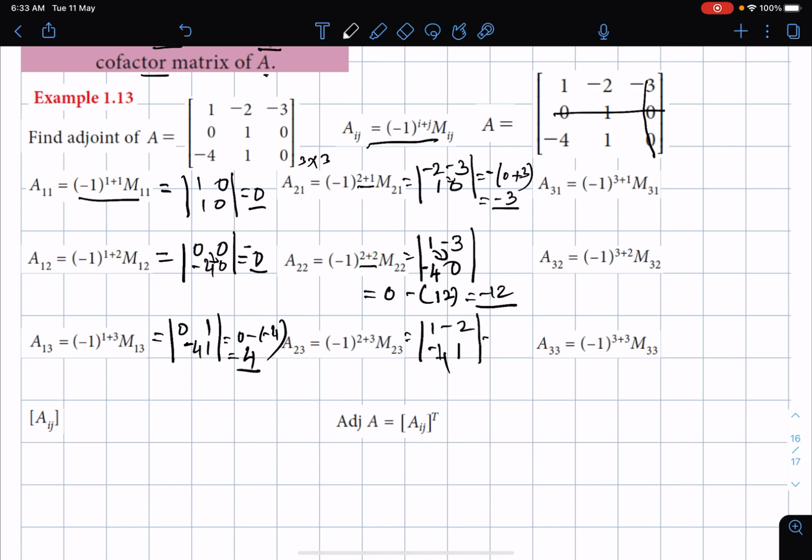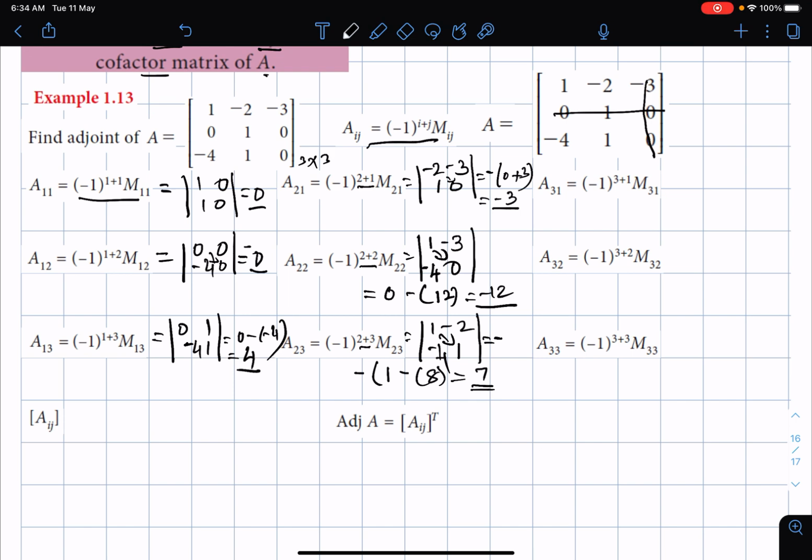Here 2 plus 3 is an odd number, so you are going to get a minus sign. So put a minus here, and when you multiply you will get 1 minus into minus plus 4, 2 fours are 8. So 1 minus 8 is -7, and here you got a minus and here you got a minus, so minus into minus is plus, so it is +7. Okay, so underline these answers, it will be easy for you to write the cofactor matrix.